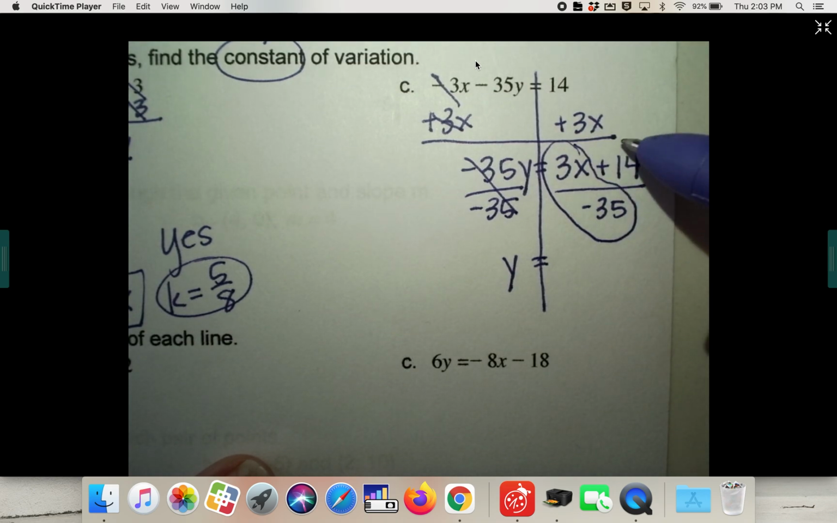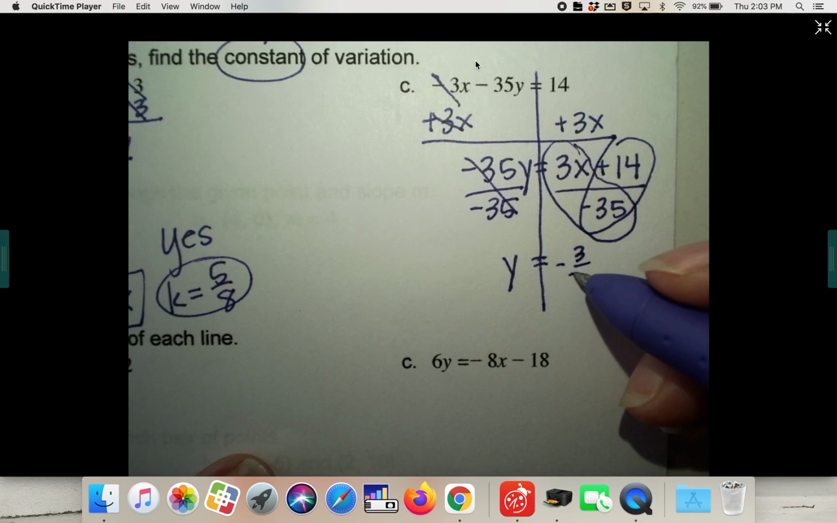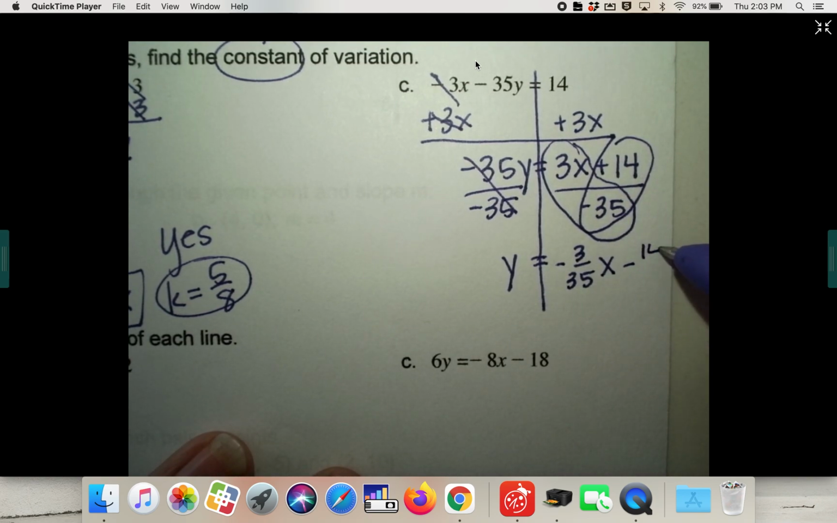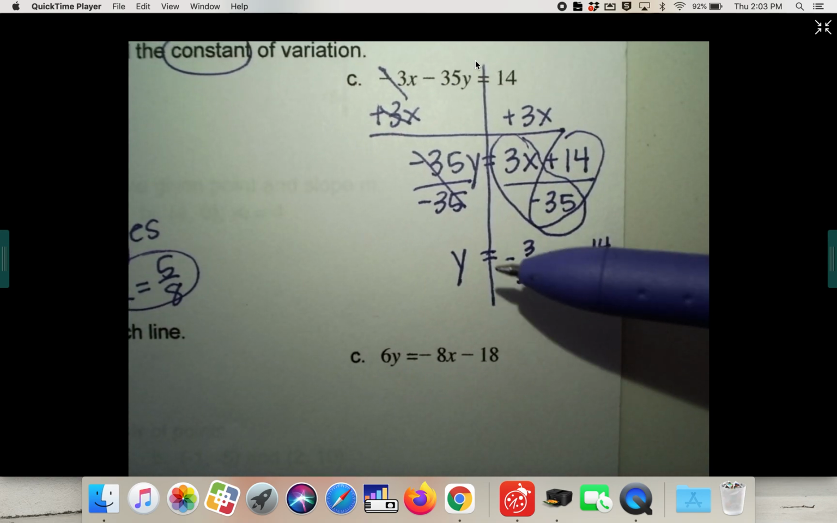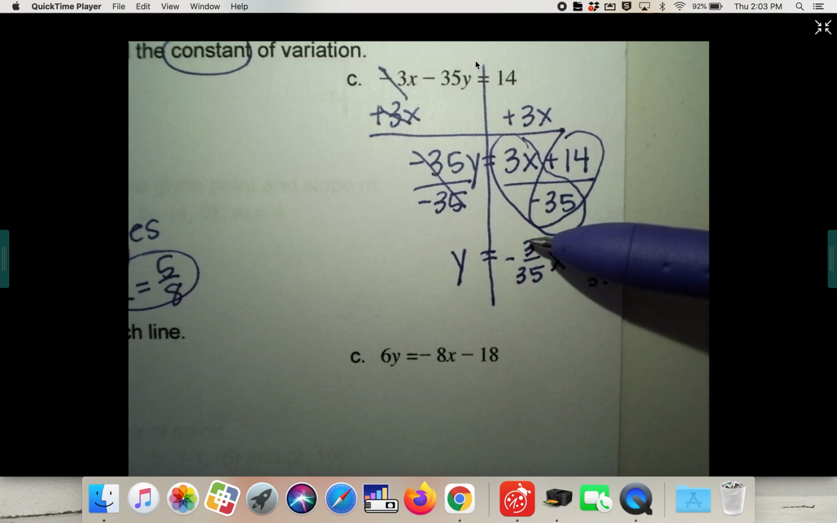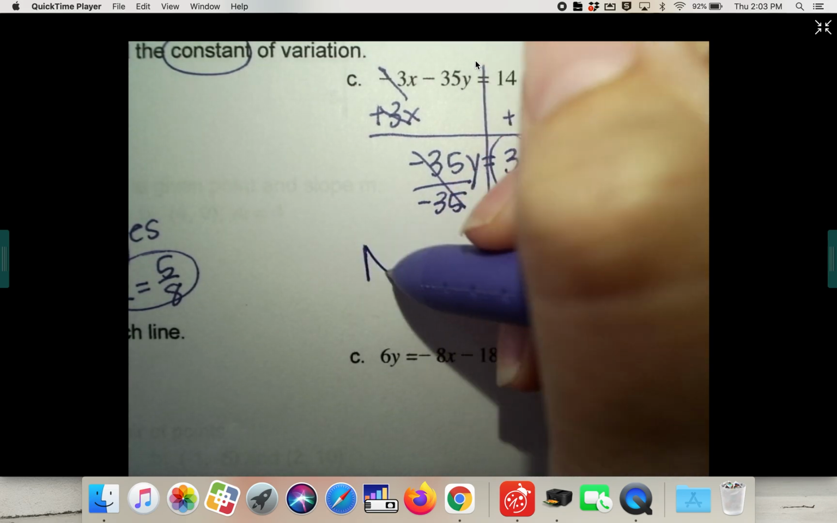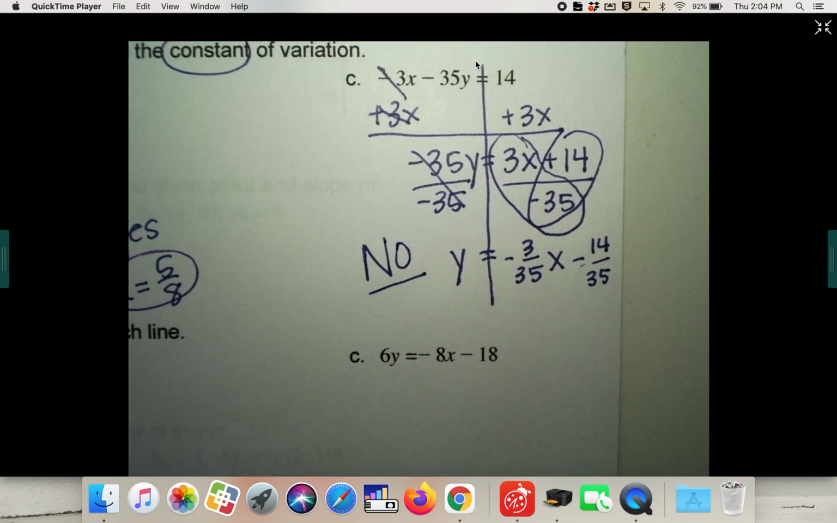I mean, we can leave it -3/35 x and -14/35. I don't even care if they simplify, because the point is it's not just a y equals a constant and x. We've also got something else afterwards that you're subtracting or adding, so this is definitely a no. Not constant, not direct variation.